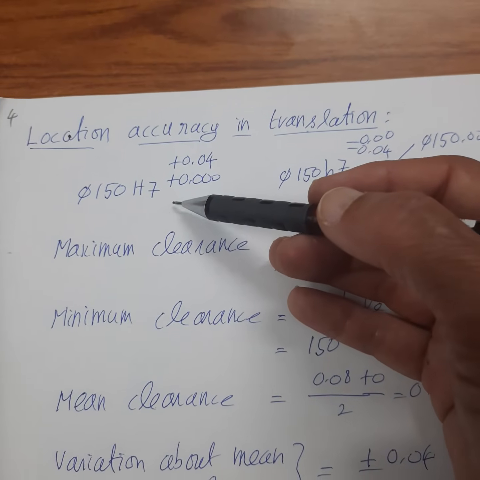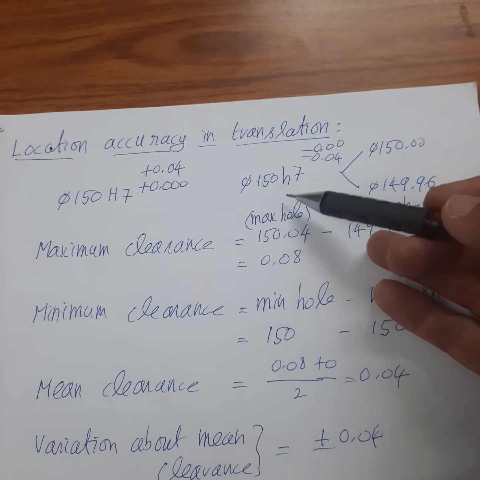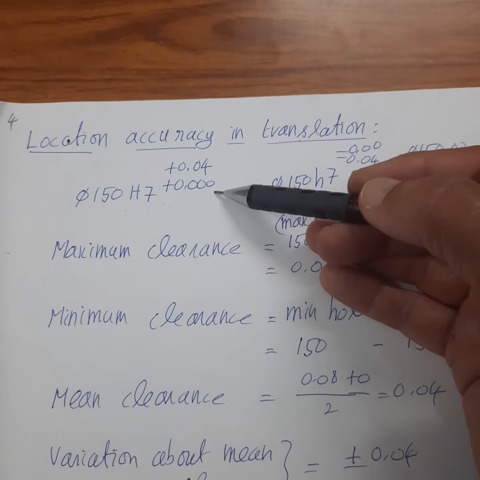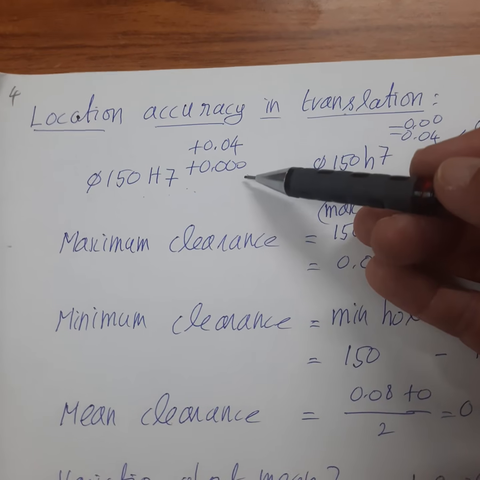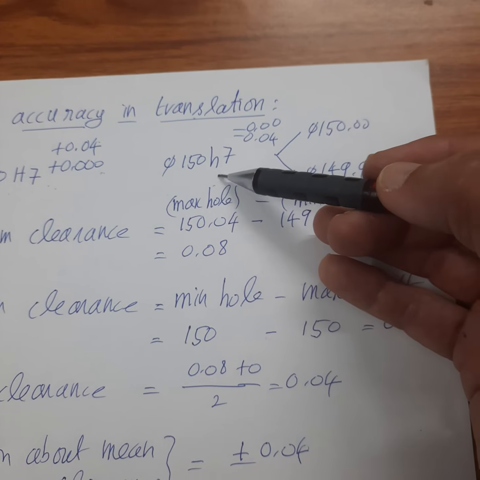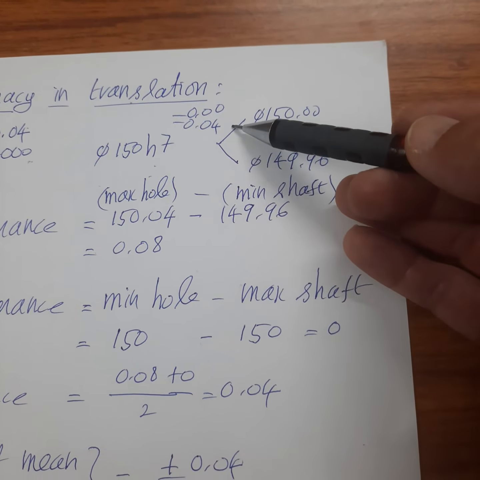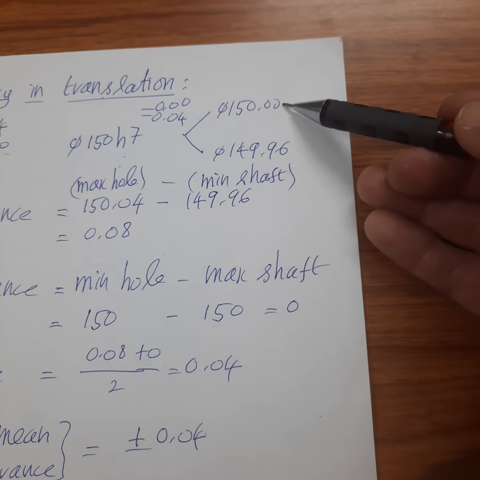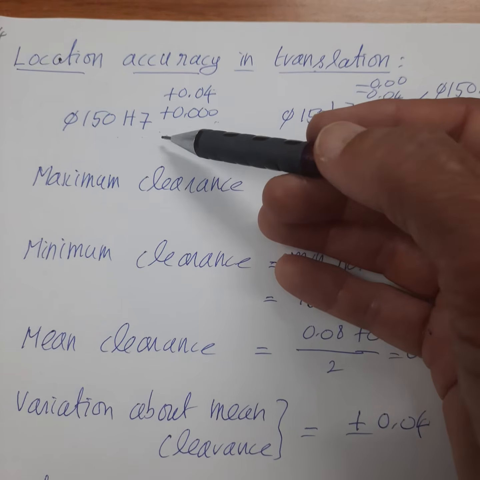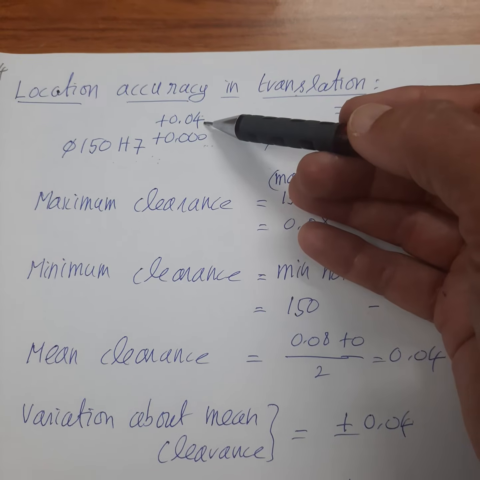Now the spigot and recess are assigned with 150 H7 tolerance. So if you find the tolerance value for the 150 H7, it is found to be +0, +0.04. Similarly, for the spigot on the component, the tolerance is -0 and -0.04. So the upper limit is 150, the lower limit is 149.96. Similarly, for the recess on the fixture, the lower limit is 150, upper limit is 150.04.